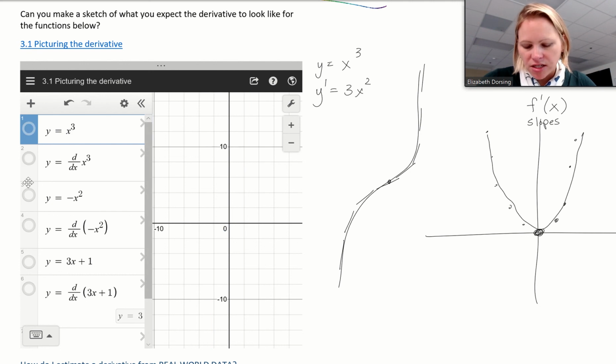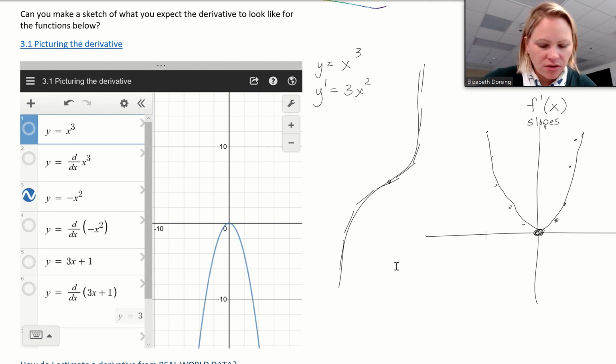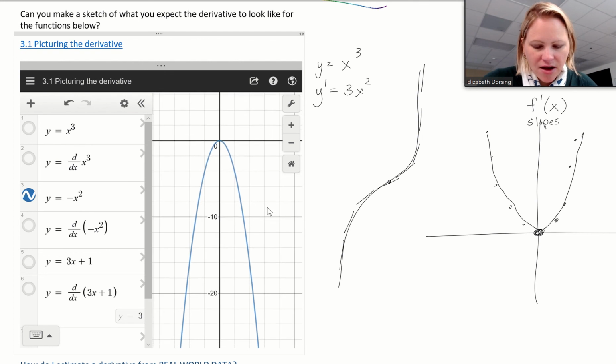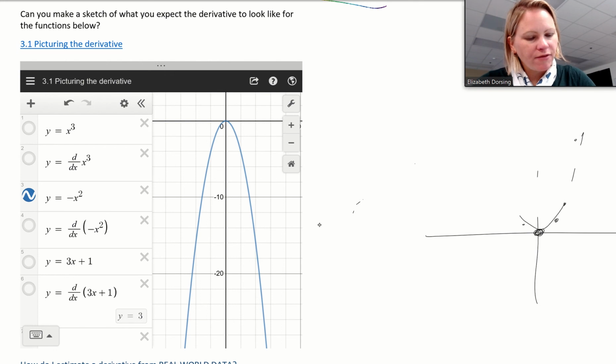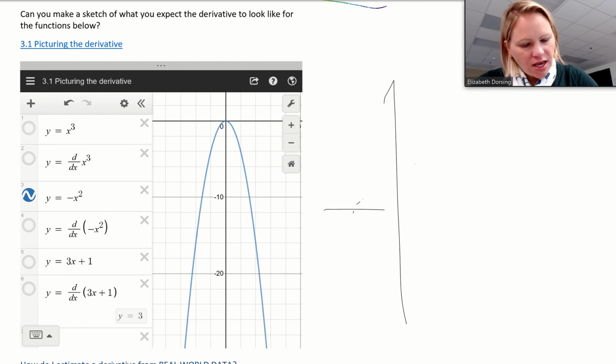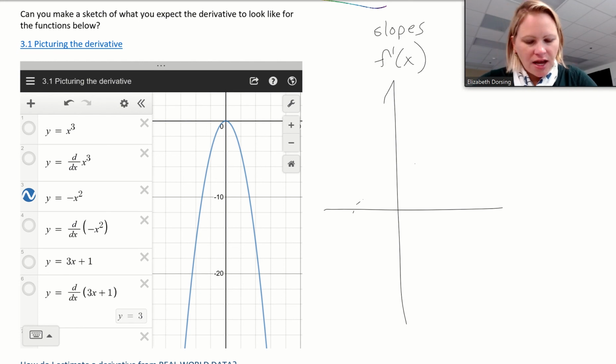So let's take a look at another example here. Ooh, now we have this one. It's an upside down parabola. So as we take a look and make a sketch and see what's going on here, remember we're graphing on the y the slopes. So again, here's f prime. These are your slopes. Now on this graph, I have positive slopes on the left, and I have negative slopes on the right. So on the left-hand side, I should have positive values. On the right-hand side, I'm going to have negative values.